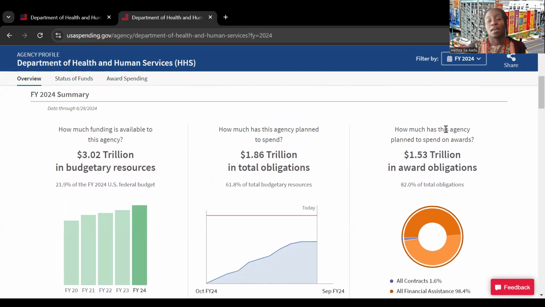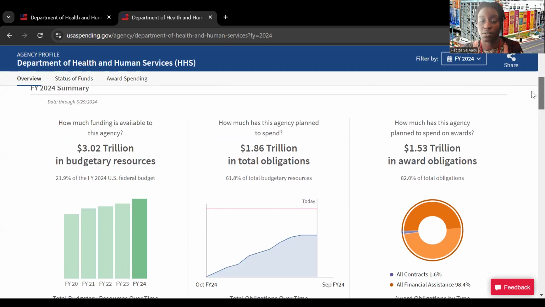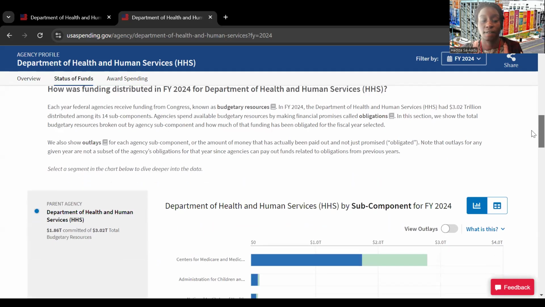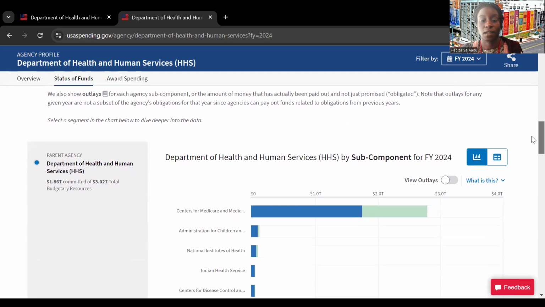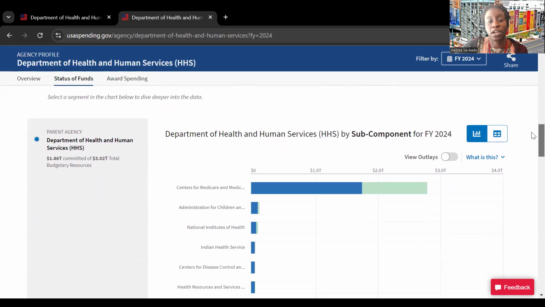But the question, how much has the agency planned to spend on awards? 1.53 trillion in award obligations. So this breaks down into majority financial assistance and then a minority in contracts. Okay. So now we can take a look at the sub components for the Department of Health and Human Services. And we see we've got the Centers for Medicare and Medicaid.